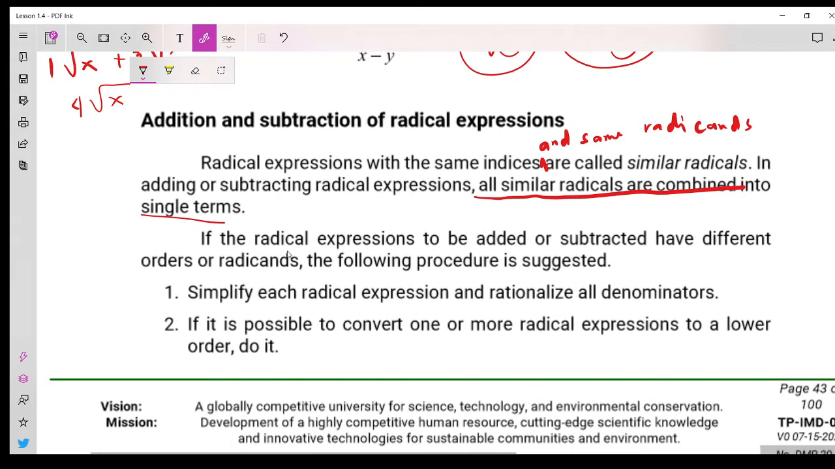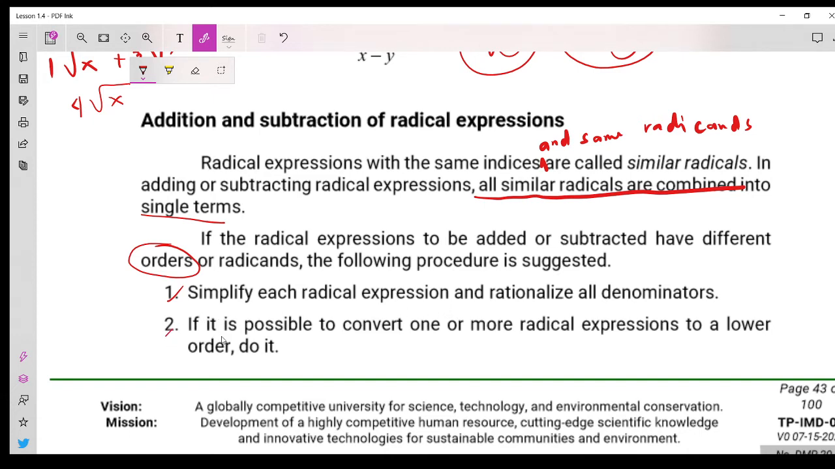Okay. If the radical expressions to be added or subtracted have different orders, when you say orders, class, that means index, or radicands, the following procedure is suggested. If it is not evident that they are similar, meaning same index and same radicand, so if their indices are not the same or the radicands are not the same, then we are going to follow these procedures. First, we have to simplify each radical expression and rationalize all denominators. So simplify and then rationalize.